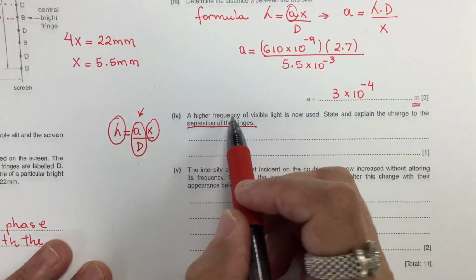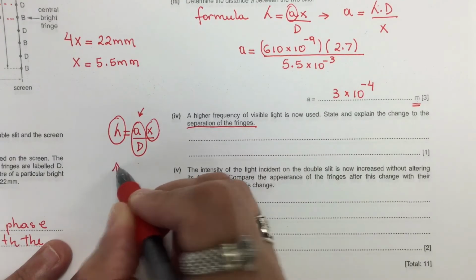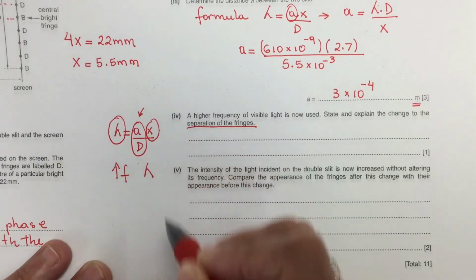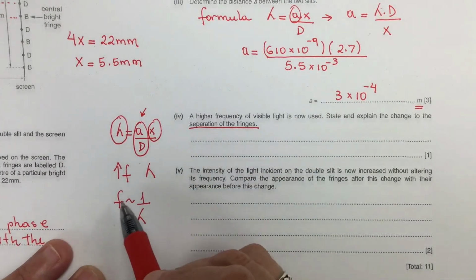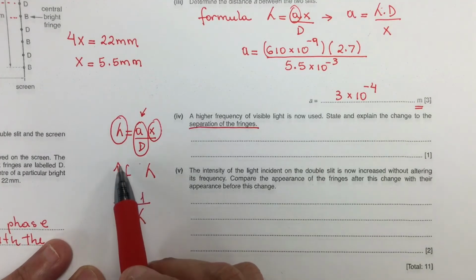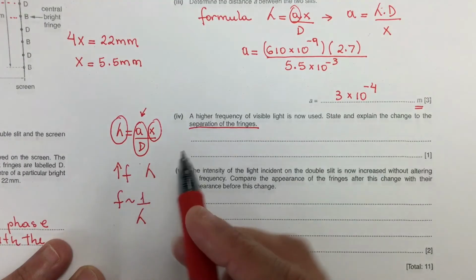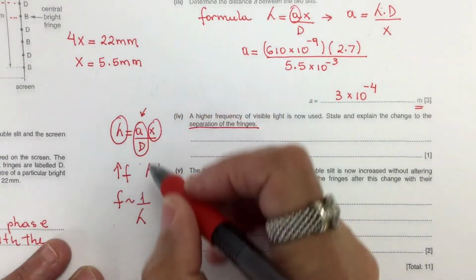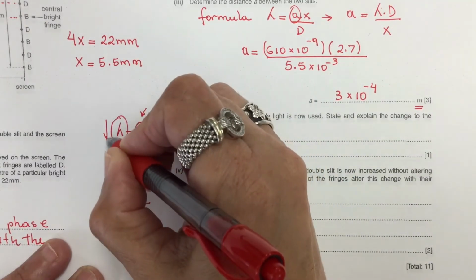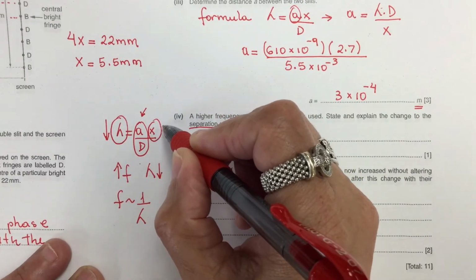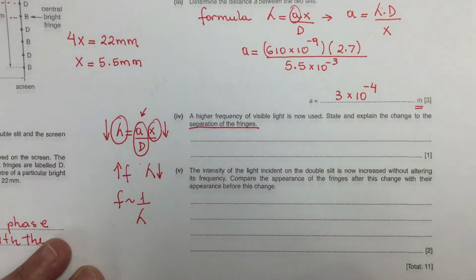Now, with a higher frequency, what is going to happen to the wavelength? Frequency and wavelength of a wave are inversely proportional, which means that for a higher frequency, the wavelength is going to decrease. With the decrease of the wavelength, the fringe separation is also going to decrease.